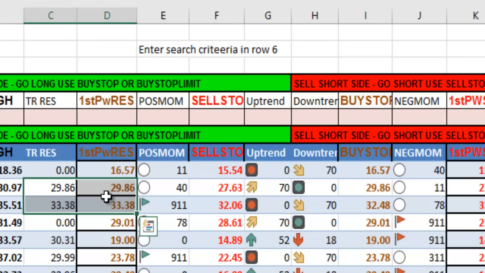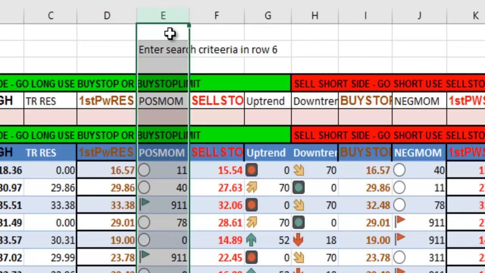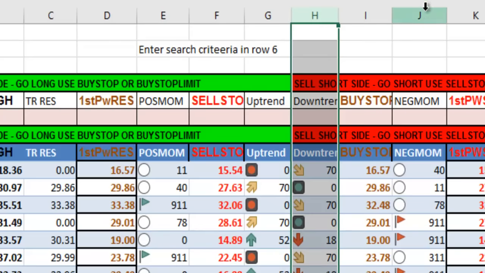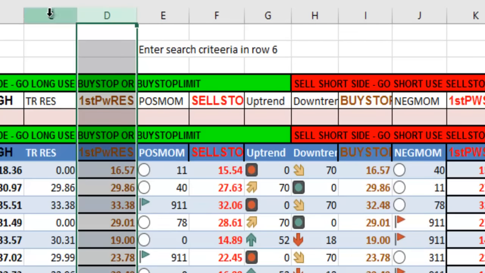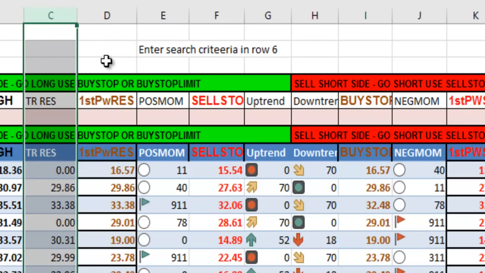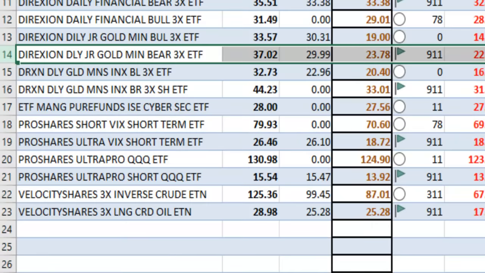I cannot stress that enough. You do not even need to look at column E or column G or H or J. All you need is column D and C. That's it. That's all you need in order to make a wise decision on what you're going to do for the day. Let's look at another example here. JDST. Alright, JDST today had a pulse wave of 2378, right?